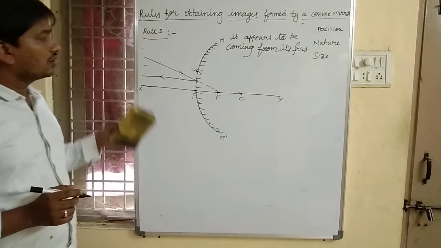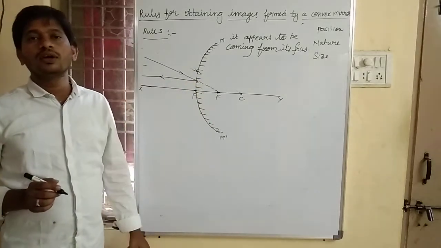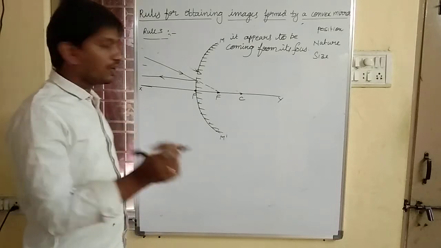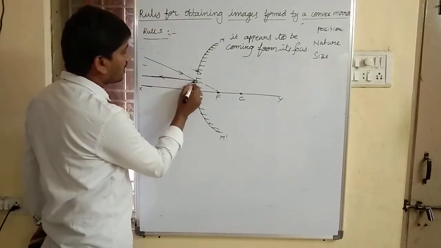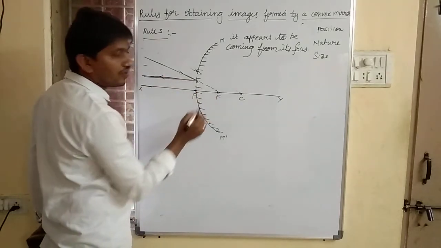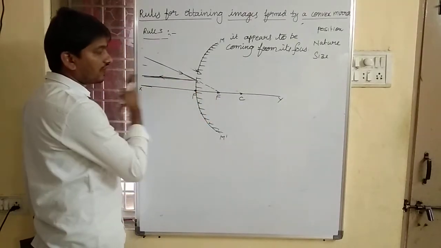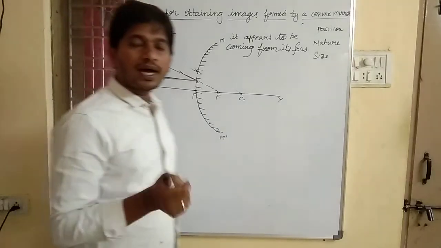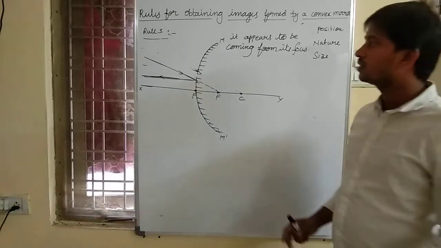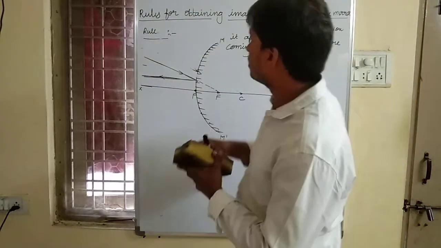A ray of light going towards the focus of a convex mirror, after reflection, it becomes parallel to the principal axis. This is my reflected ray. This is our incident ray going towards the focus of a convex mirror. After reflection, it becomes parallel to the principal axis. That is our rule number 3. Now coming to rule number 4. What is our rule number 4?